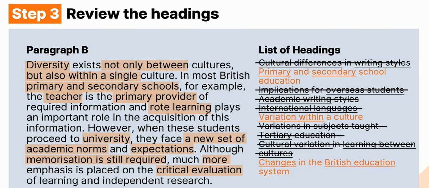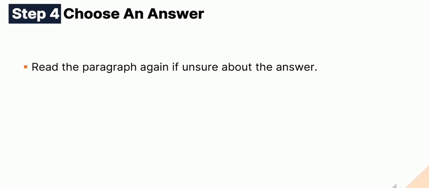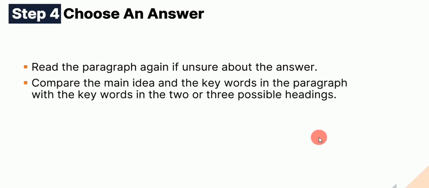The final step is to choose an answer. As you have seen in the previous step, sometimes there are a few headings which contain the keywords from the paragraph. It is okay to read the paragraph again to check its main idea and the keywords. Then review the possible 2 or 3 headings again and decide on the final answer. So, what is the correct answer?